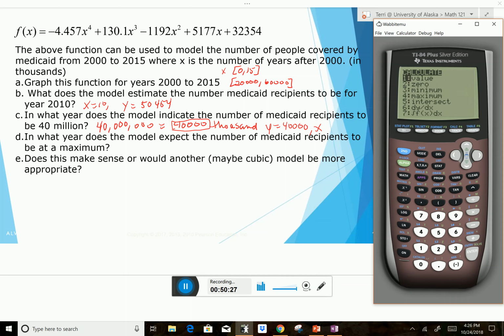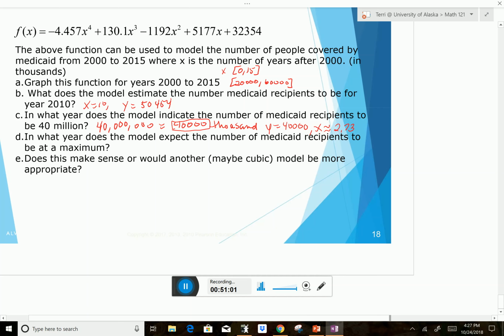And let's find its intersection. So now we're going to go calc, intersection, first curve, second curve. And now we move the little cursor until we get really close. We're getting closer. About there somewhere. And we found out that x is just about 2.73. So that was about 2003. It's about as close as we can get.